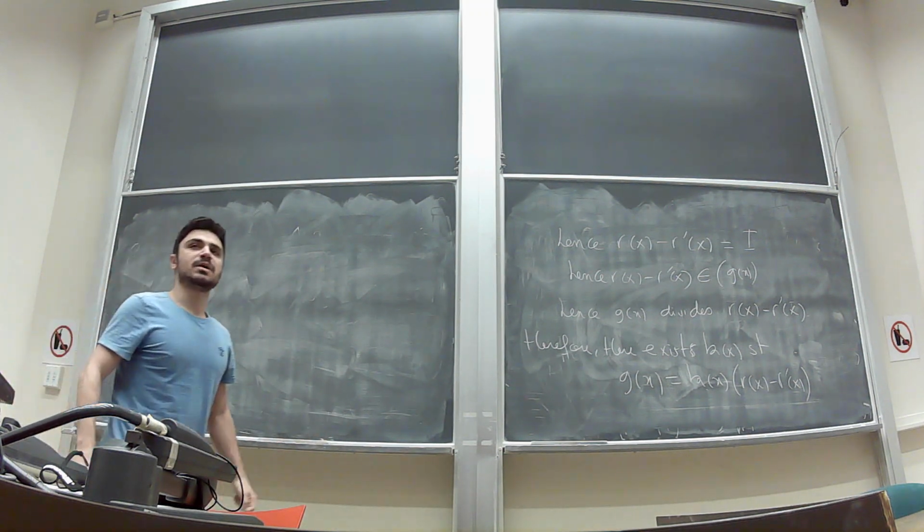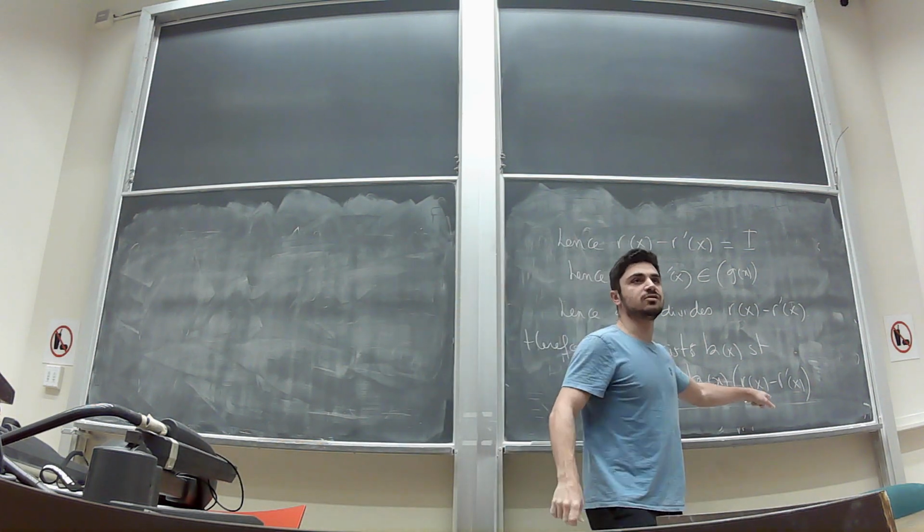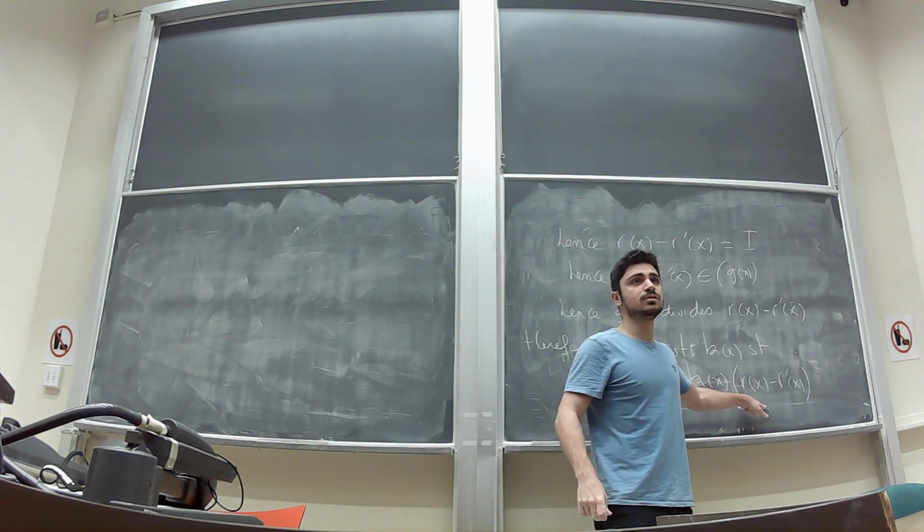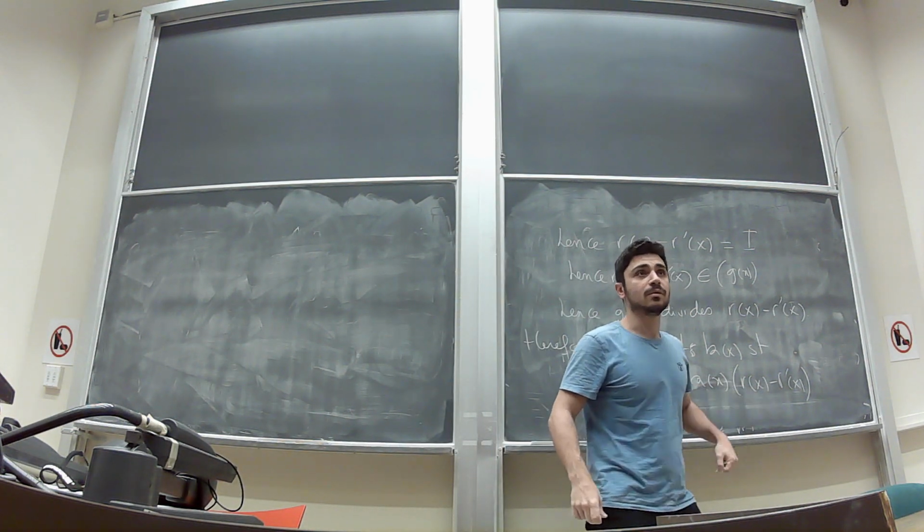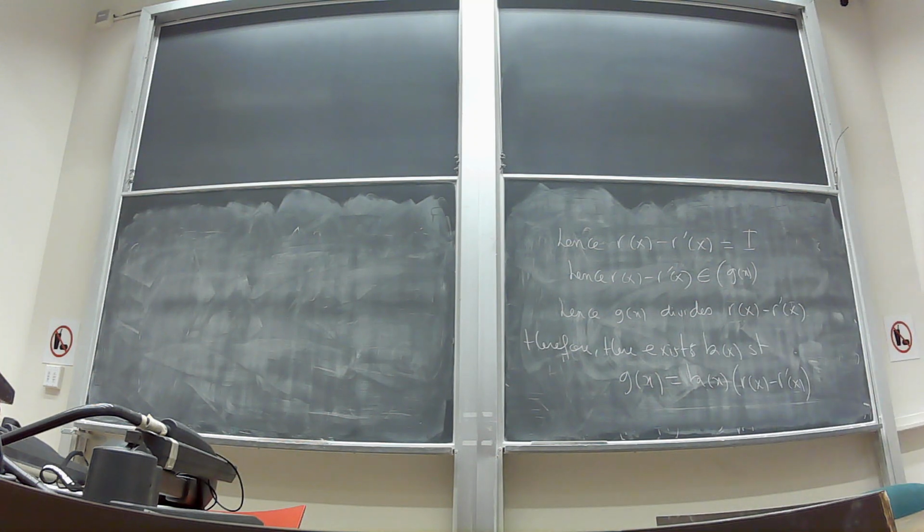What is the claim here, by the way? What should I get to? That r is equal to r prime, right? If I want to show that r is unique, I have to show that r is equal to r prime.